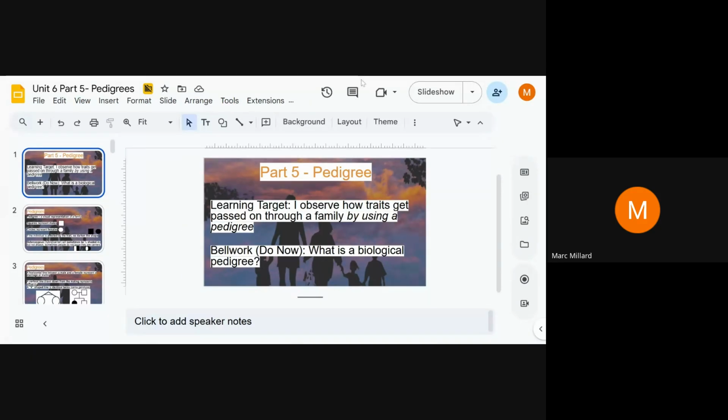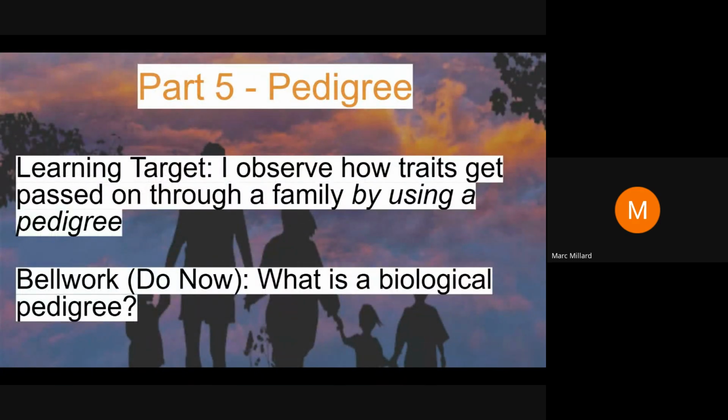Good afternoon, class. Today we are going to be learning about pedigree. So this is part 5 of Unit 6. Here's our learning target: I can observe how traits get passed on through a family by using a pedigree. And then our bell work question is, what is a biological pedigree? So let's get started.